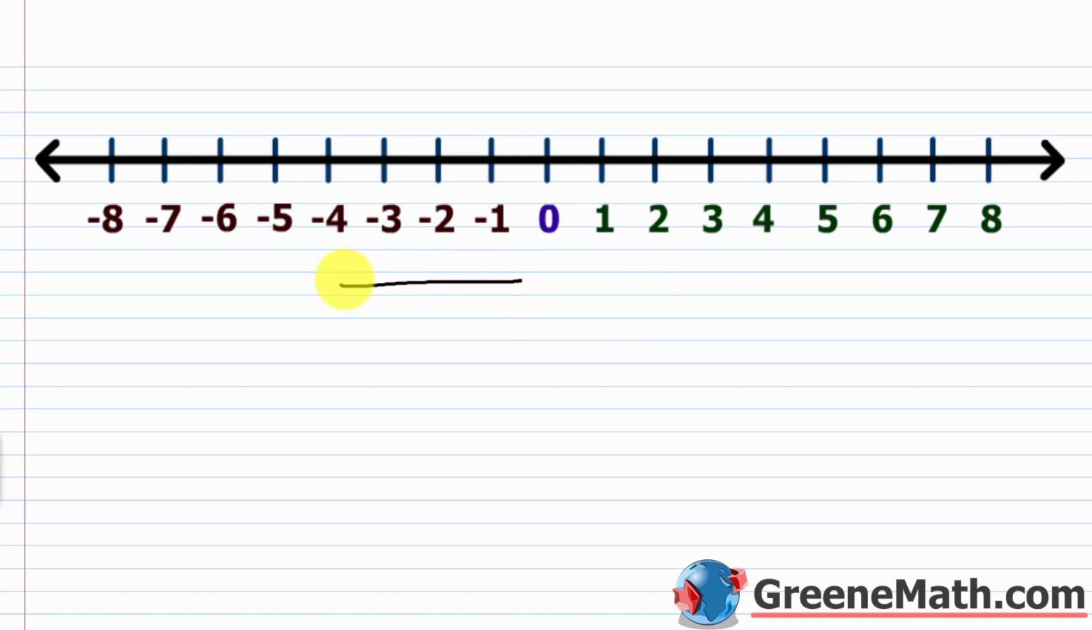Well, look, as we're moving this way, we're getting bigger and bigger negative numbers. But again, we're moving left, so the numbers are actually getting smaller. And you can kind of think about this using money if you want. I think that's the easiest way to think about it.